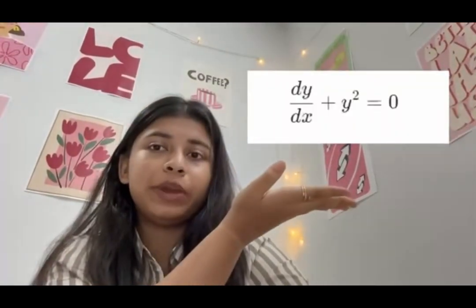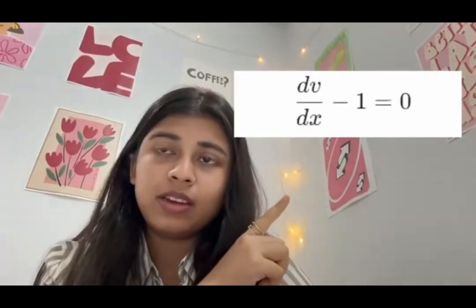Let's understand with another example, a very easy case. Take this equation. That square makes it non-linear. But if we substitute v equals 1 by y, then dv by dx minus 1 is equal to 1. That is linear, and so much easier to solve, isn't it?